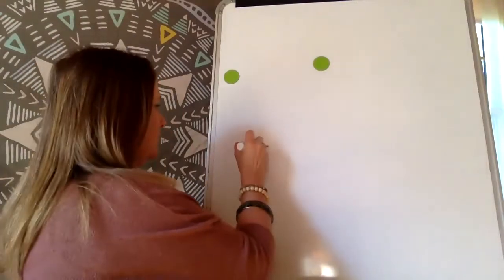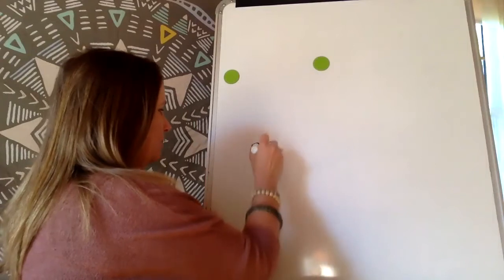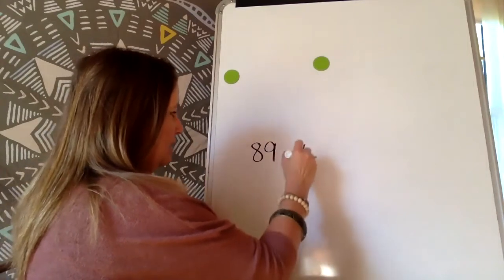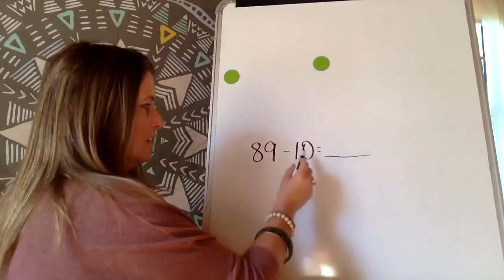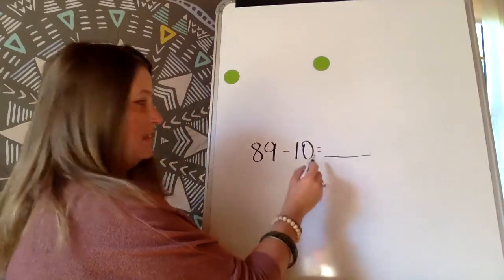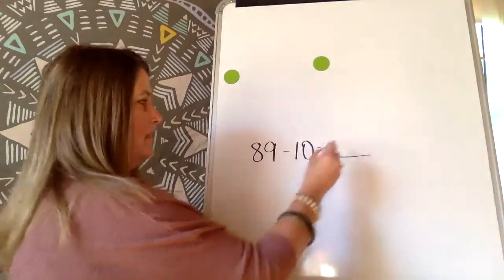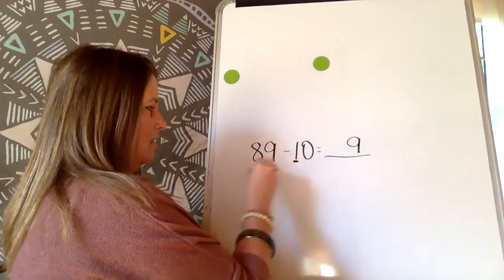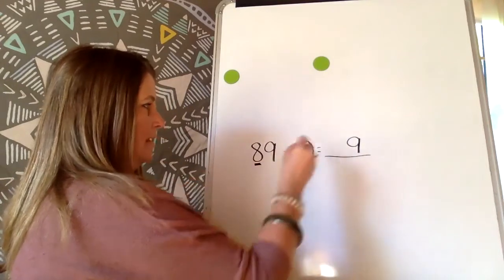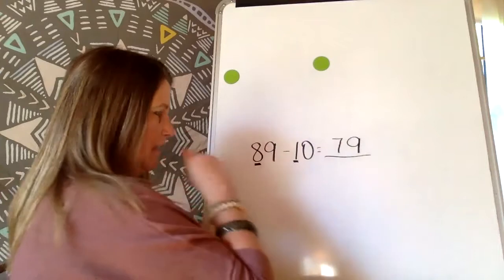Make sure you can see. So I have my 89. They have it written like this, okay? So I know I'm taking nothing from my ones place. So that ones place is going to stay a 9. I'm taking 1 ten away from my tens place, and that's going to give me 79, okay?